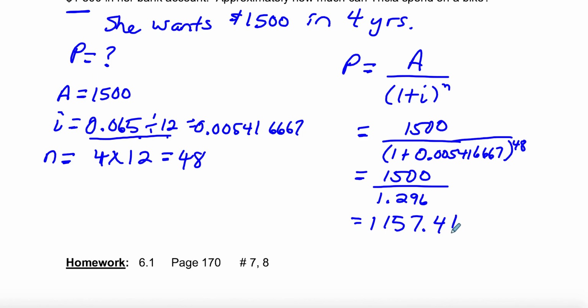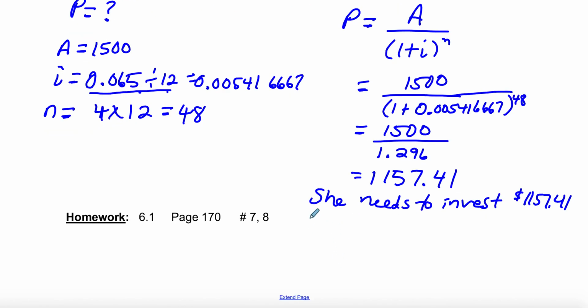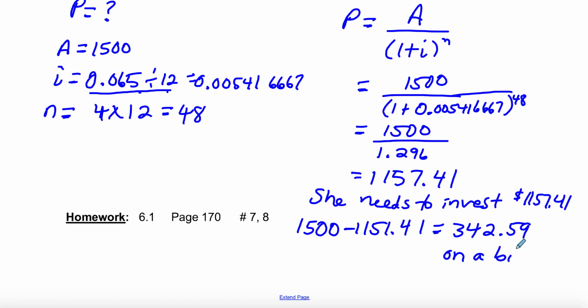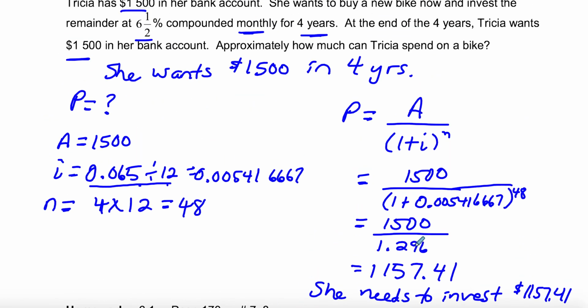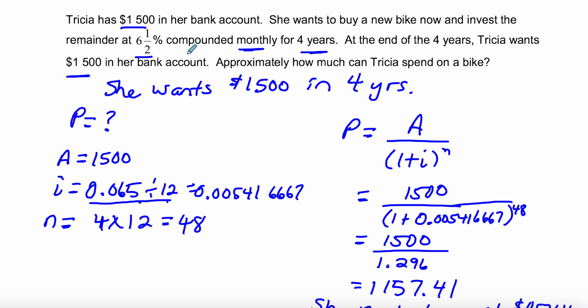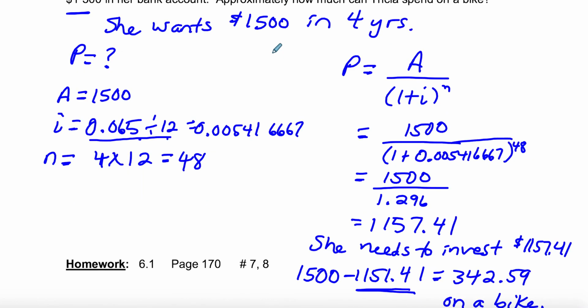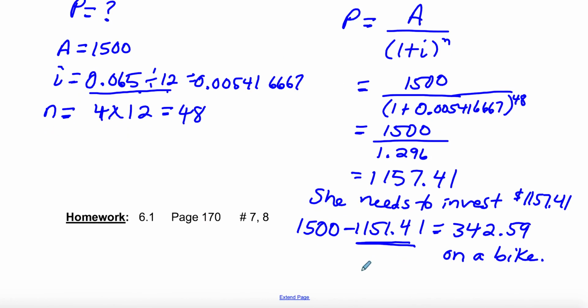1,157.41. So that's how much she'd have to invest now, but she already has $1,500. She could actually spend $342.59 on a bike. So if she just took this money here from her bank account and put that into her investment that pays 6.5% compounded monthly for 4 years, by the end of that 4 years, she should be back up to the $1,500 that she had to begin with.